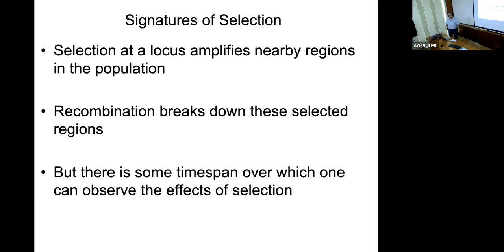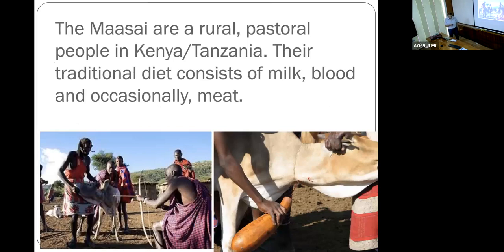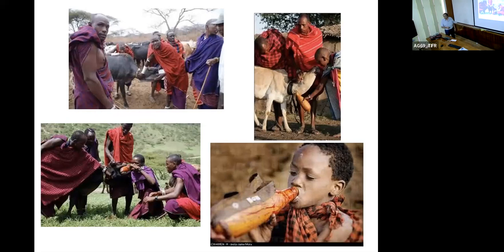Okay, so I'm going back to the Maasai. So the Maasai are these people who live in Tanzania and Kenya. Their traditional diet consists of milk, blood, and sometimes meat. And they basically love their cows. You know, they are pastoral people. They love the cattle. And you can see this Maasai drawing blood in a gourd from a nick in the cow's neck to give away. And then you will see in the next slide, the girl is drinking this mixture of blood and milk. This is their standard diet.